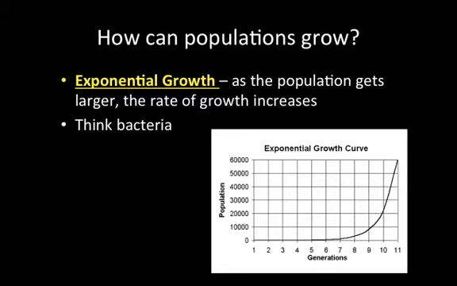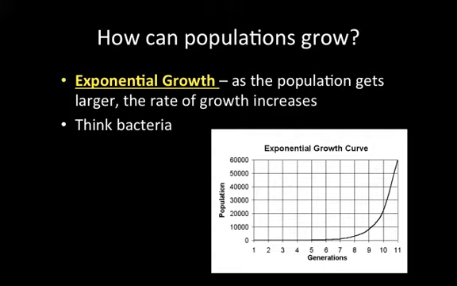So how could populations grow? Well, one way that populations can grow is what's called exponential growth. And as the population gets larger, the rate of growth increases. So if you take a look at the graph in the bottom right-hand corner of your screen, you will see that in subsequent generations, the rate at which the growth occurs increases, as well as the population.